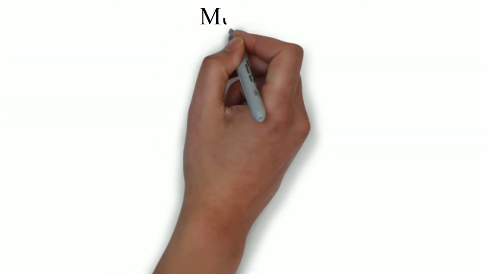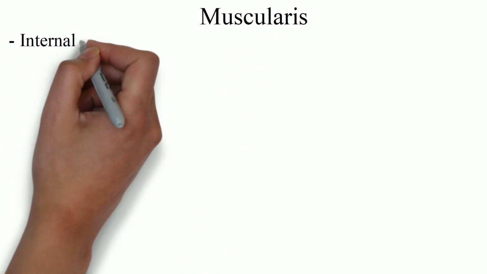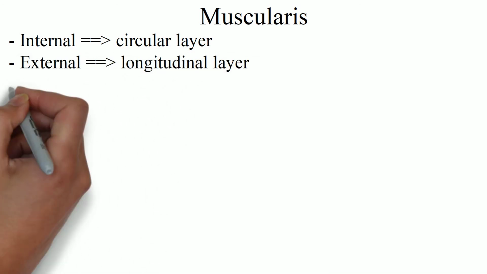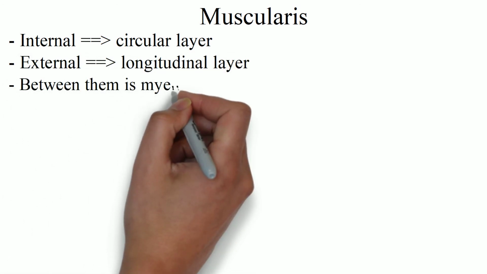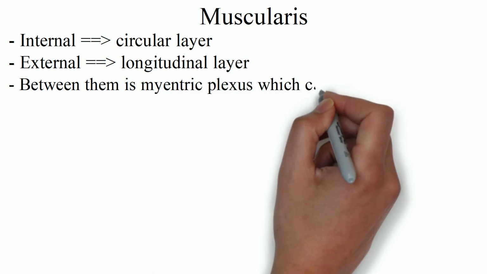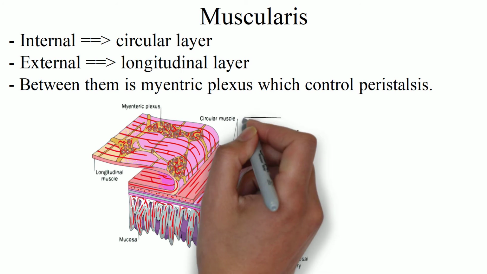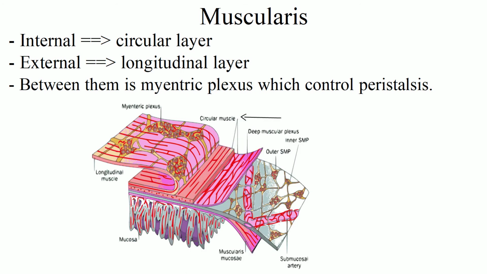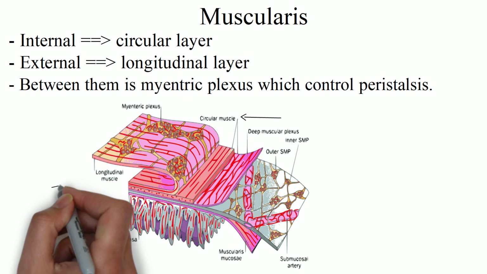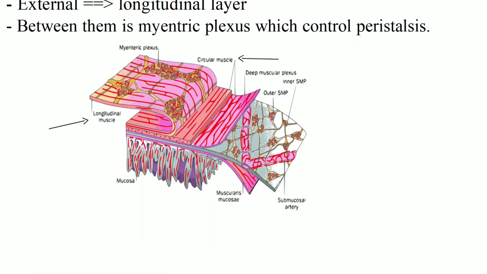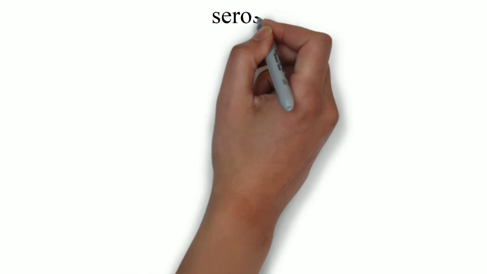Then our next layer is muscularis. We have two types of muscle in the small intestine, external and internal. Internal is the circular layer and external is the longitudinal layer. Between these two layers is present our next plexus, also known as the myenteric plexus. The myenteric plexus's main function is to control the peristaltic movement of the small intestine. As you can see in the image, longitudinal muscle and circular muscle, and there is a presence of the myenteric plexus between them. Then the last layer we have is serosa.